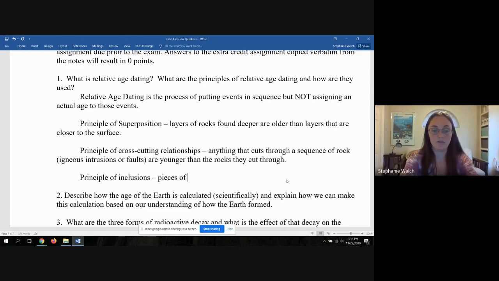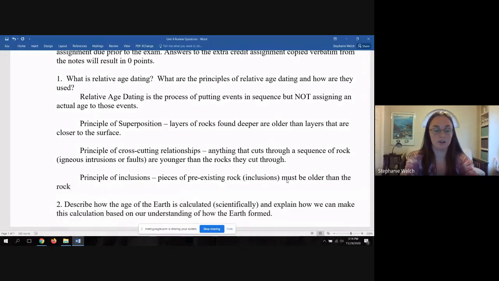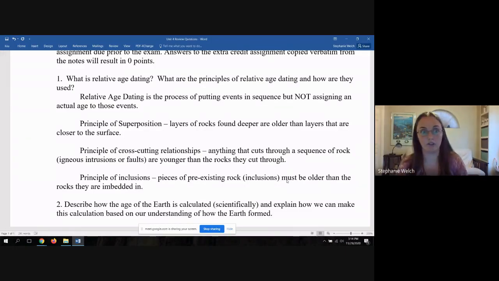So that means pieces of pre-existing rock, those are the inclusions, must be older than the rocks they are embedded in. So if you have some layer of granite and pieces of that granite get embedded into an overlying layer of sandstone, that's just saying that that granite was already there and it's older than the sandstone. And so all of these are just tools that can help put events in sequence.